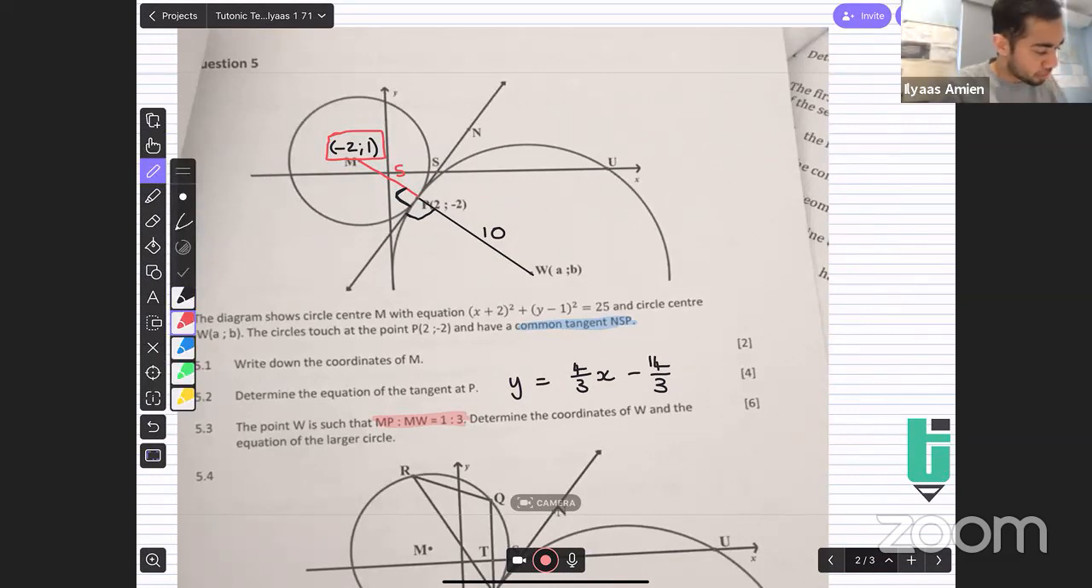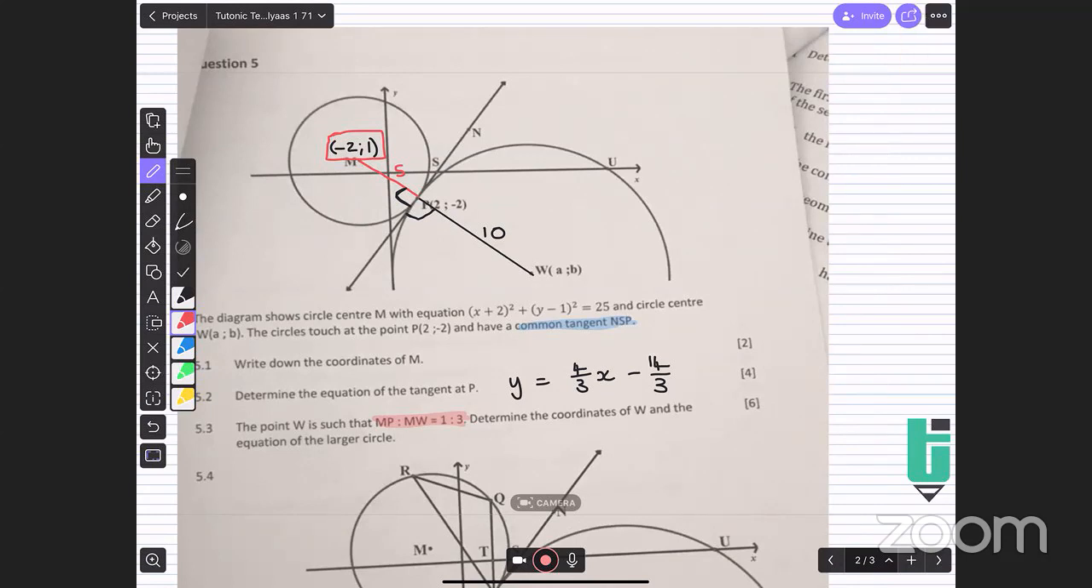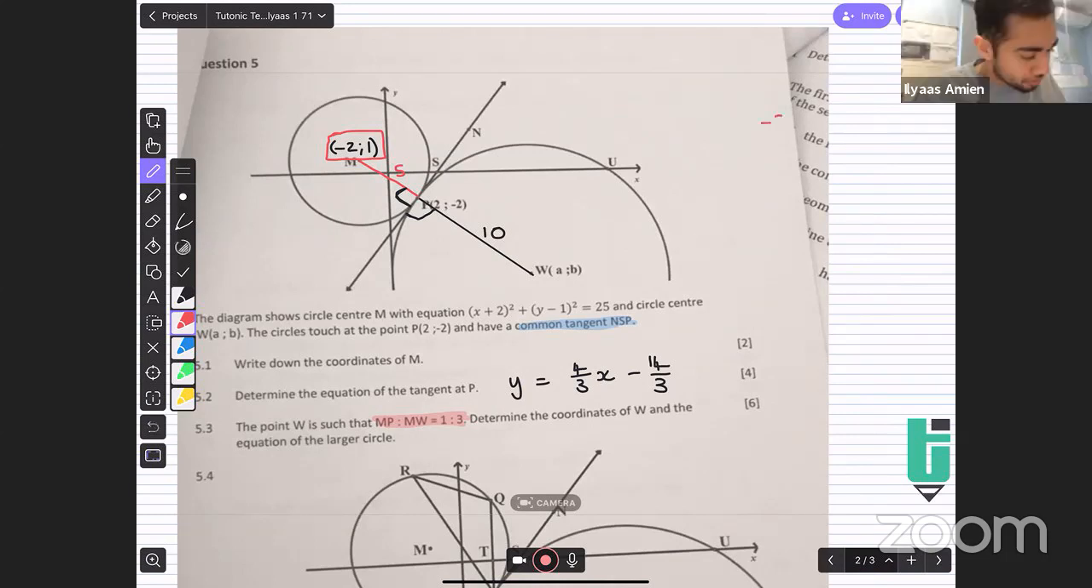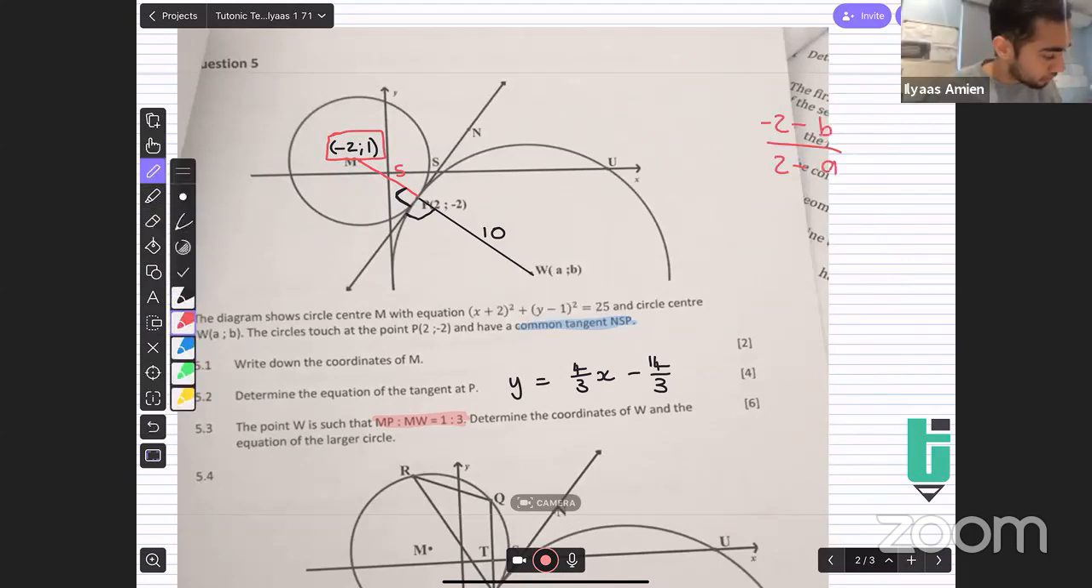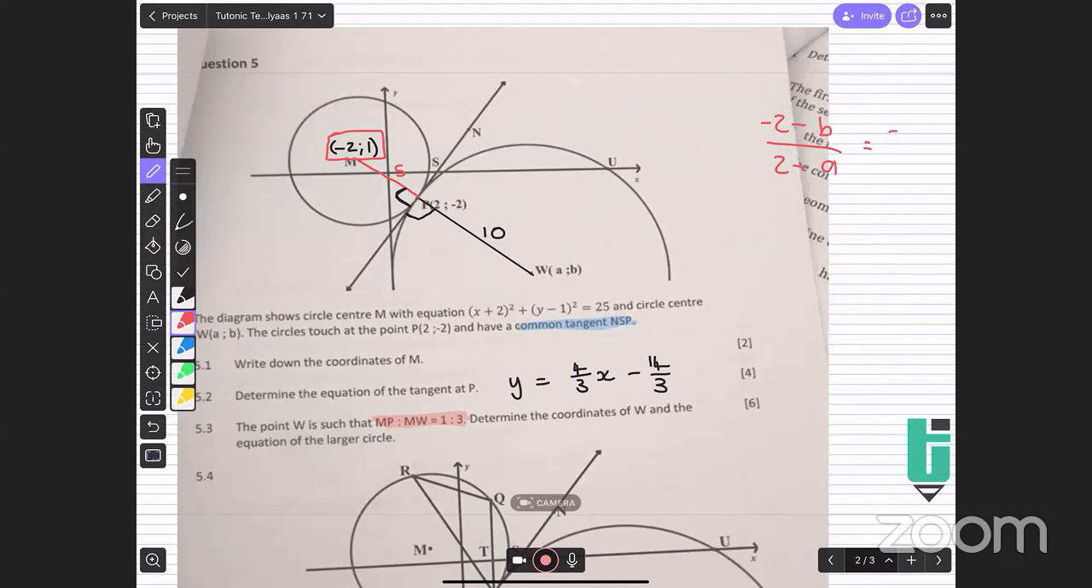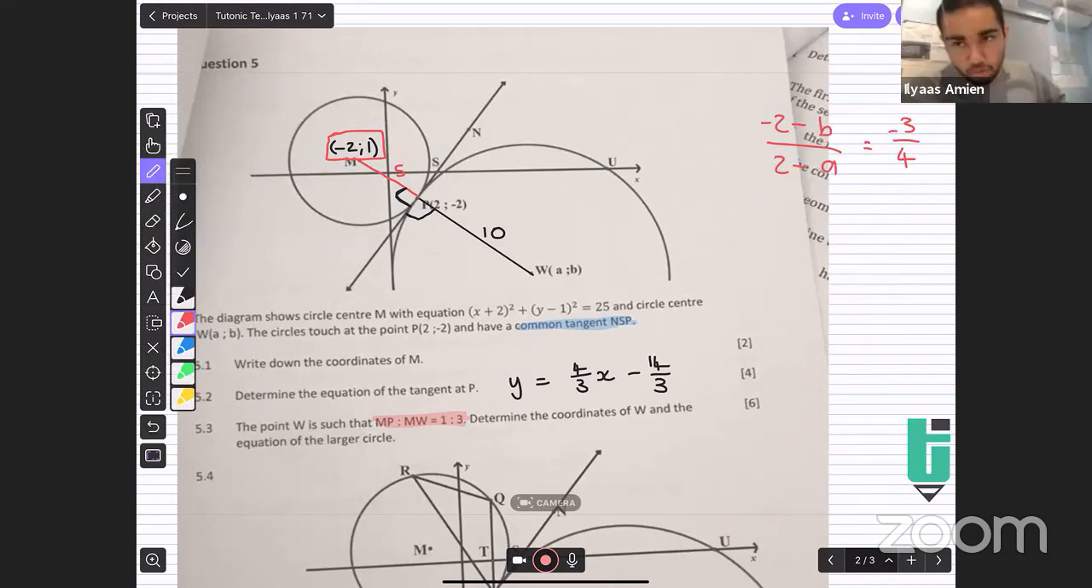So we could say y2 minus y1 over x2 minus x1 must equal negative 3 over 4. Do you see that? Yes. So minus 2 minus y over 2 minus a, or x, sorry. Maybe we should replace it as a and b, to make it consistent, easier. Equals minus 3 over 4. So we have one equation, right? What's the other equation?